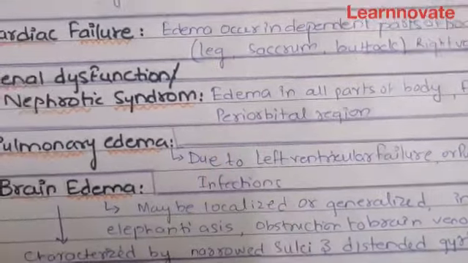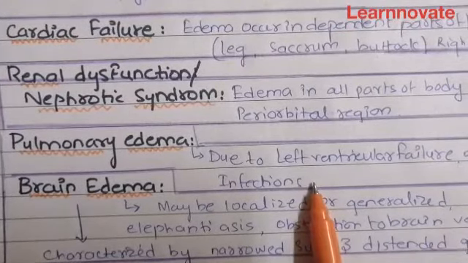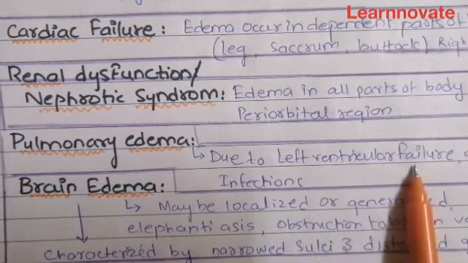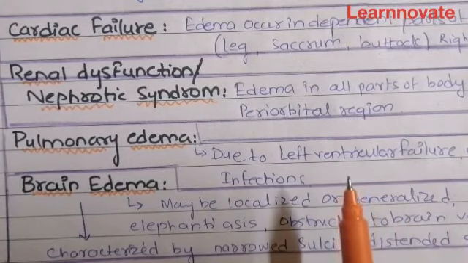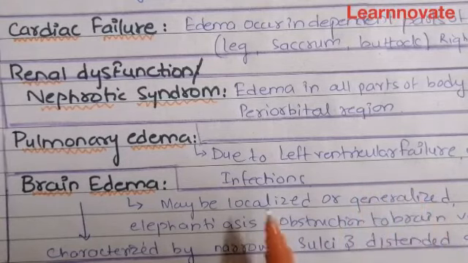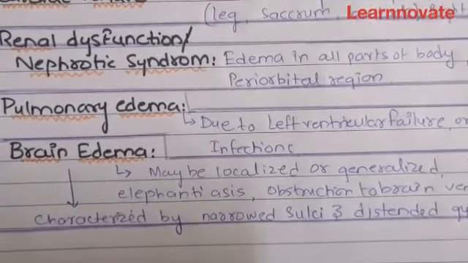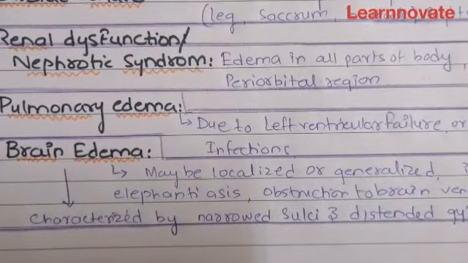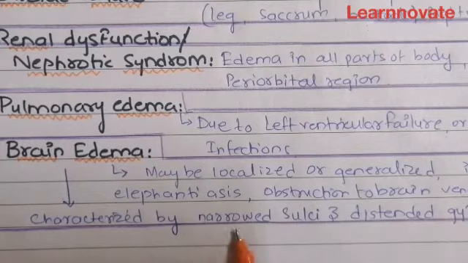Next one is pulmonary edema. Pulmonary edema is due to left ventricular failure or due to pulmonary infections. So we have to remember that left ventricular failure causes pulmonary edema, while right ventricular failure may cause the cardiac failure edema in the dependent parts of the body. Last one is brain edema. Brain edema is very severe. Obviously, it affects the function of the brain, and this is a localized or it may be a generalized edema. It occurs with obstruction to brain venous pressure or other conditions. This brain edema is characterized by narrow sulci and distended gyri.